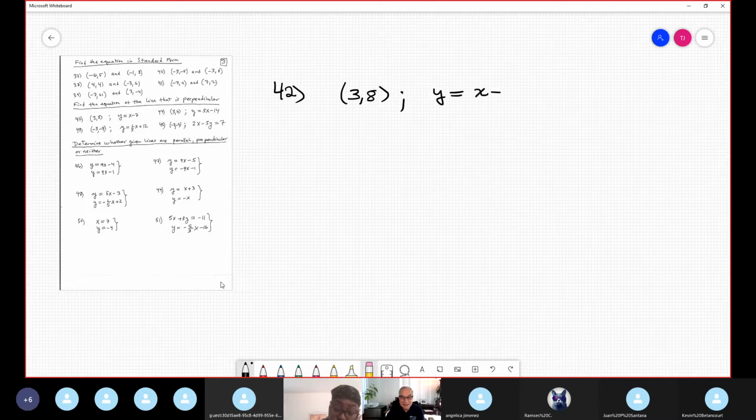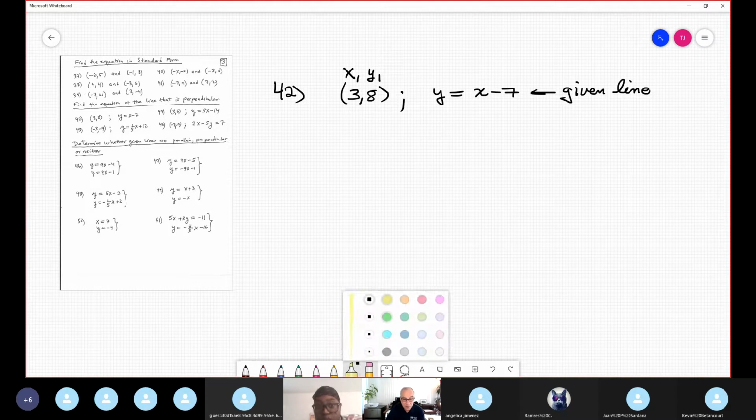Okay, what do I need to find? I need to find the equation of another line, a new line. This is the old line, the given line. I need to find the equation of the other line to satisfy the following requirement: passing through this given point, x1, y1, and it's perpendicular. This is a super important keyword. Perpendicular. And this completely changes the meaning of the problem.